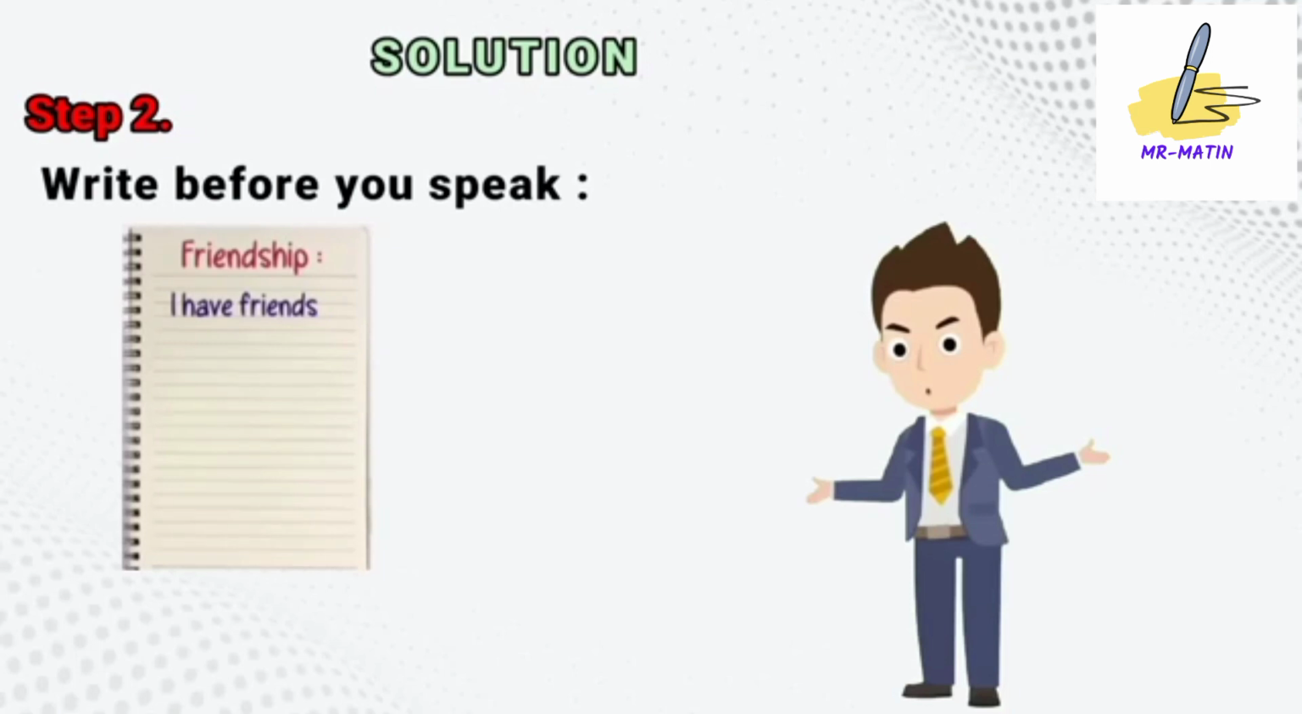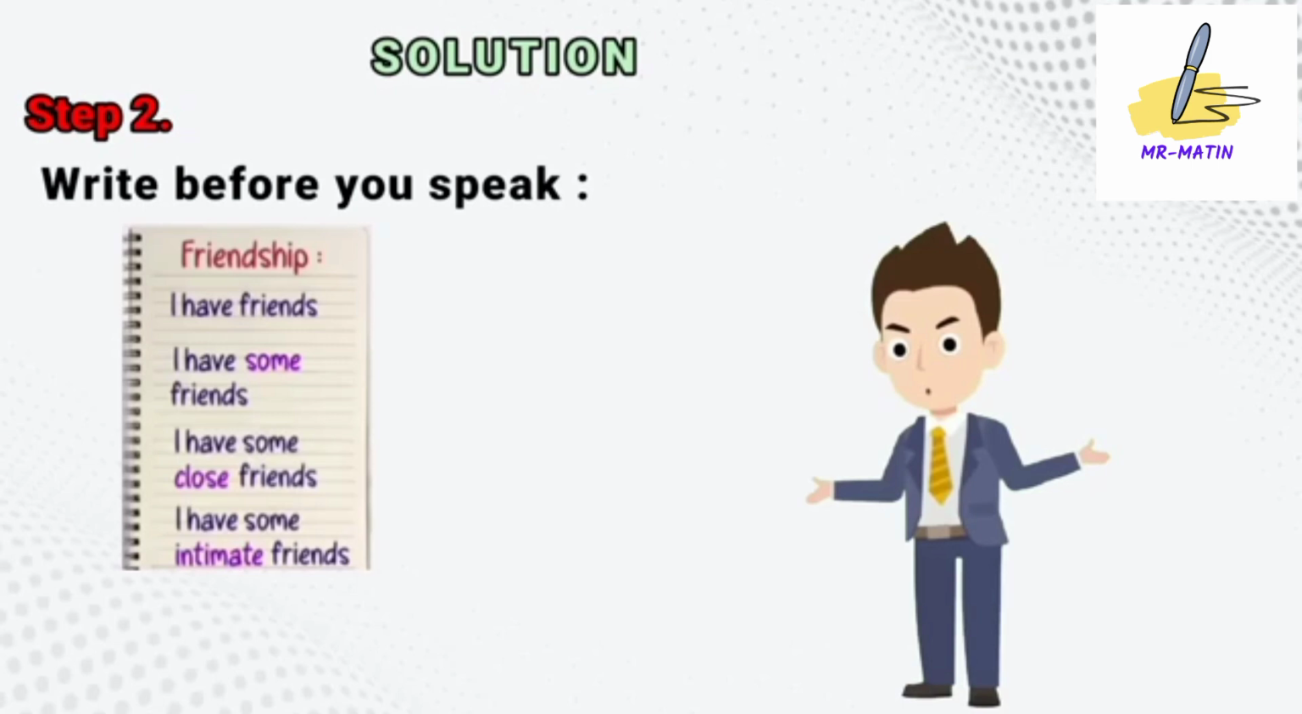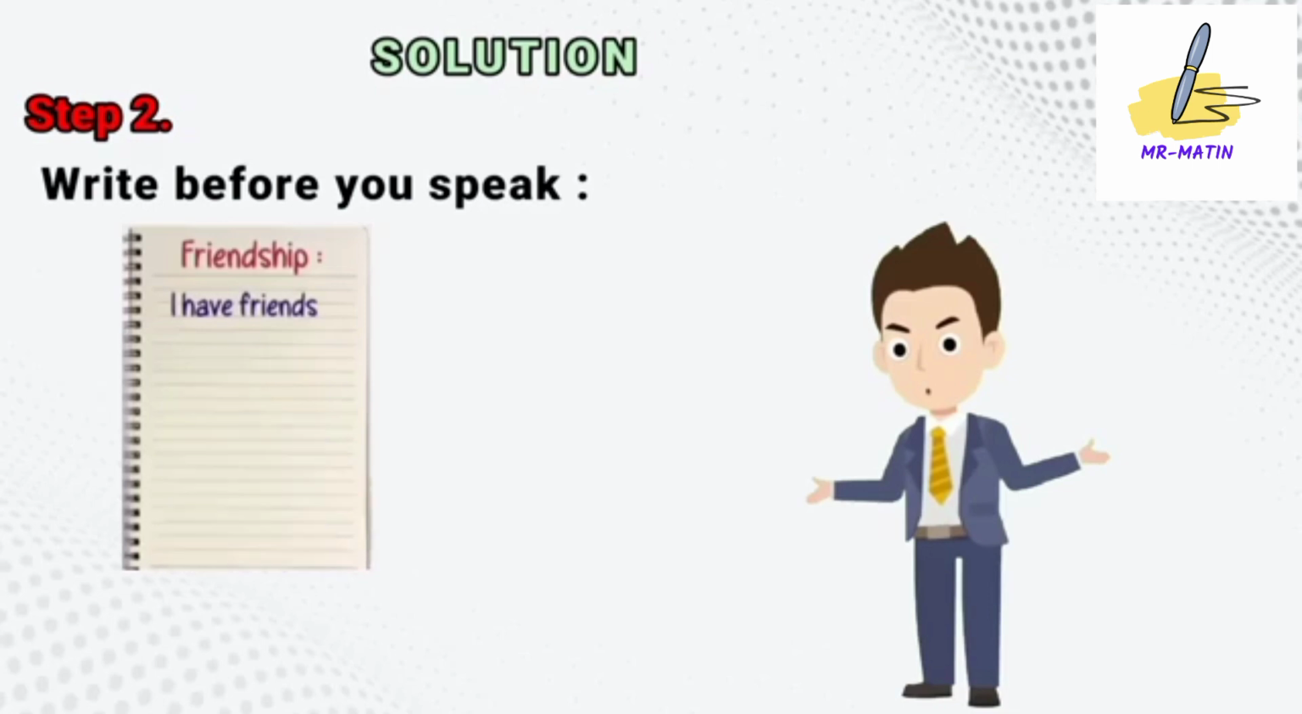Make it a bit more complicated by saying, I have some friends. Let's use an adjective. I have some close friends. I have some intimate friends. You can say a circle of friends. I have a large circle of friends. I have a small circle of friends. Using an adjective, I have a small circle of close friends.